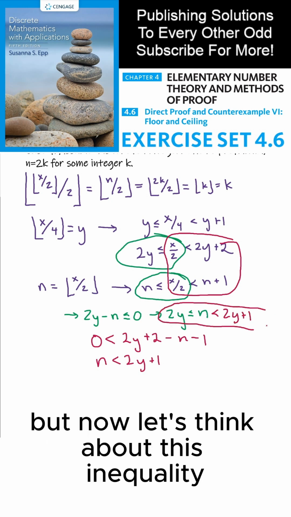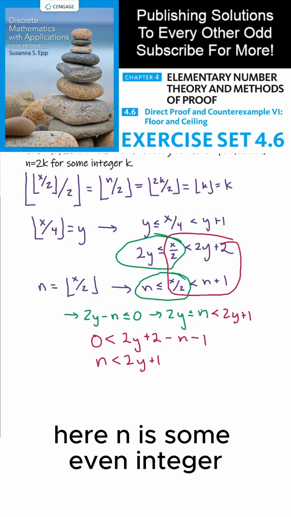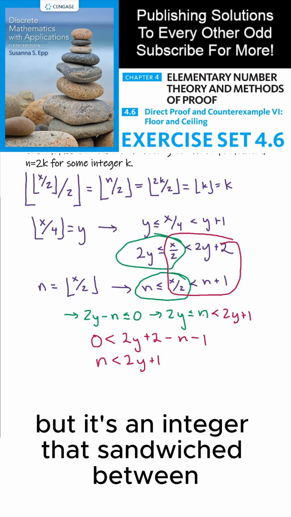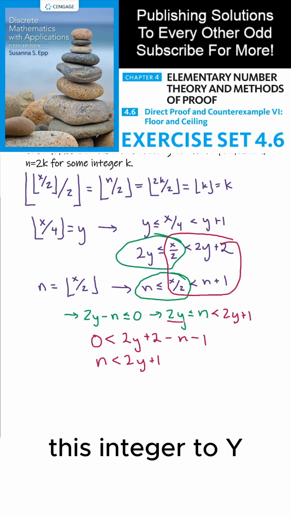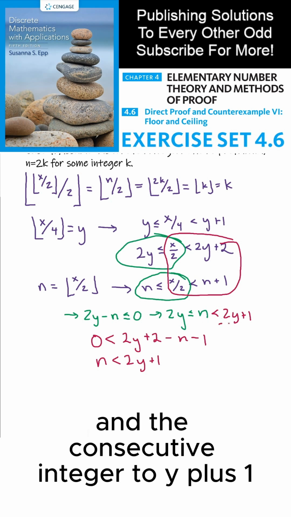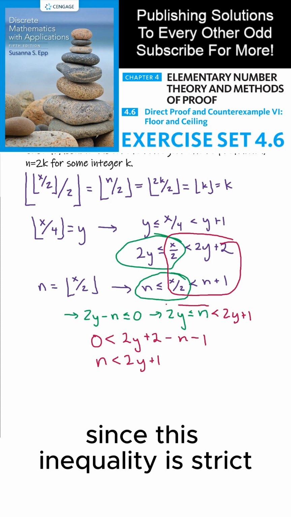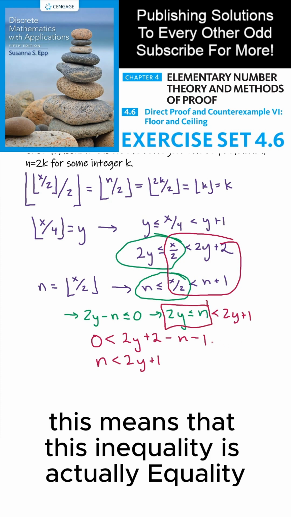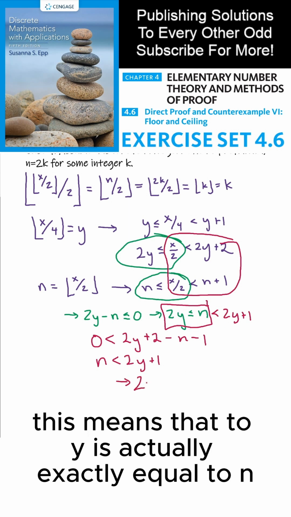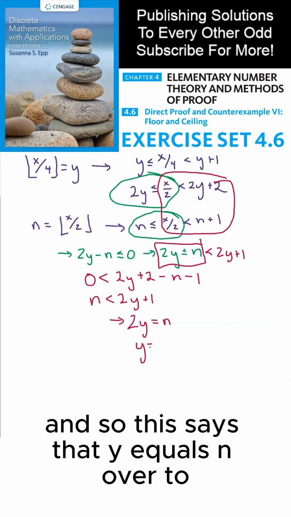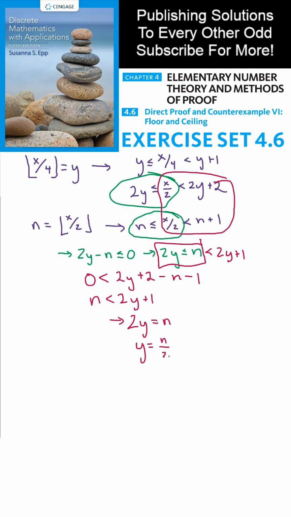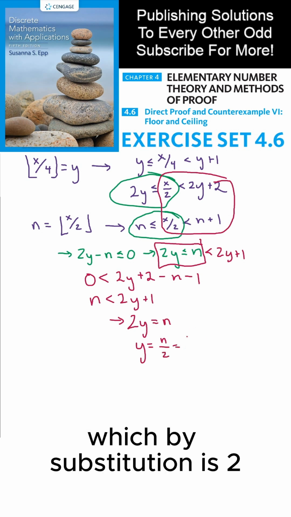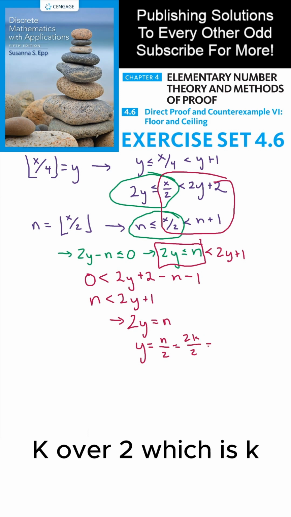But now let's think about this inequality here. n is some even integer, but it's an integer that's sandwiched between this integer 2y and the consecutive integer 2y plus 1. Since this inequality is strict, this means that this inequality is actually equality. This means that 2y is actually exactly equal to n. And so this says that y equals n over 2, which by substitution is 2k over 2, which is k.